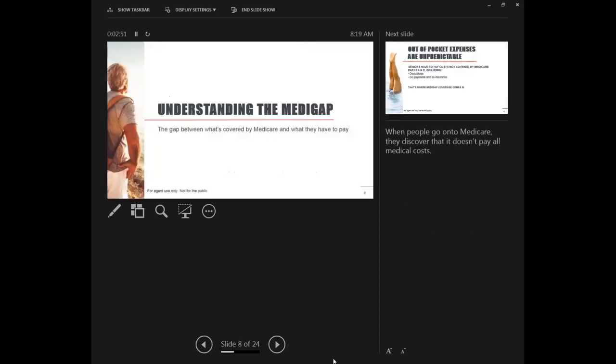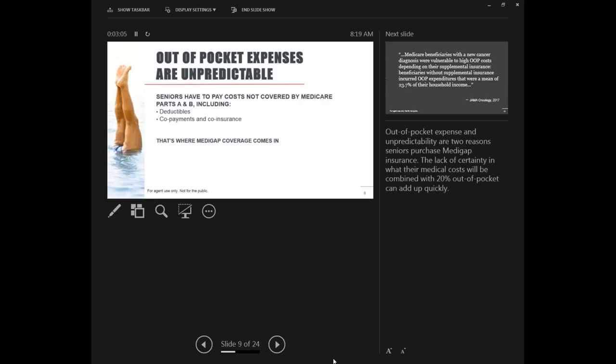Where the Medicare supplements come in, or what some people refer to as the Medigap, is covering the gaps that traditional Medicare doesn't cover. Out-of-pocket expenses are unpredictable for seniors, because there are deductibles, co-pays, and co-insurance that they can't plan for, that Medicare won't cover. So by offering a Medicare supplement or Medigap policy, they can help plan for costs, and they're not going to have unexpected out-of-pocket expenses like they would if they didn't have a Medicare supplement.